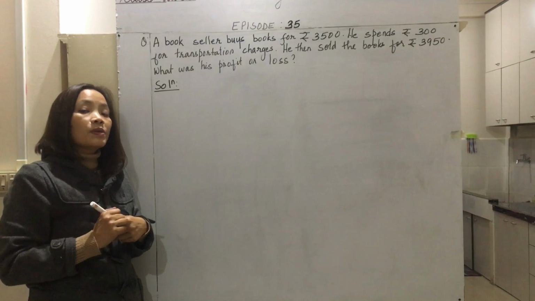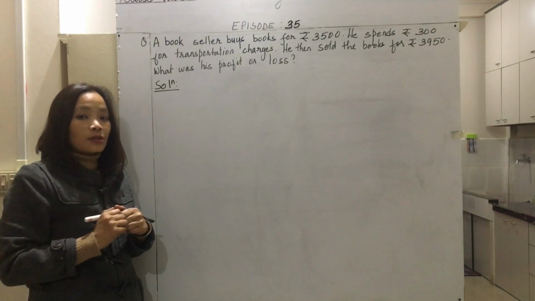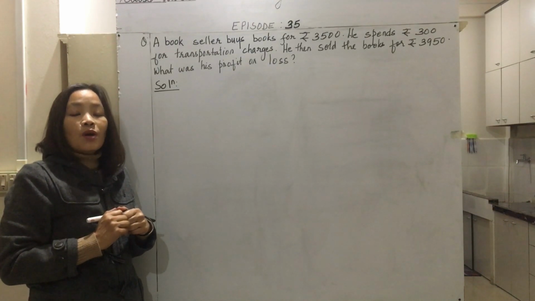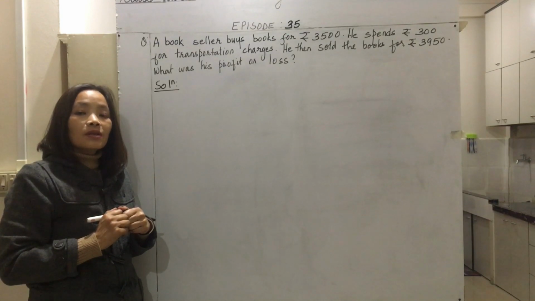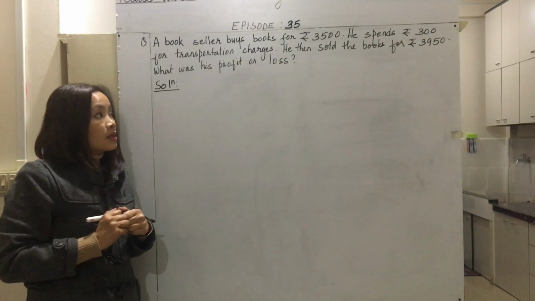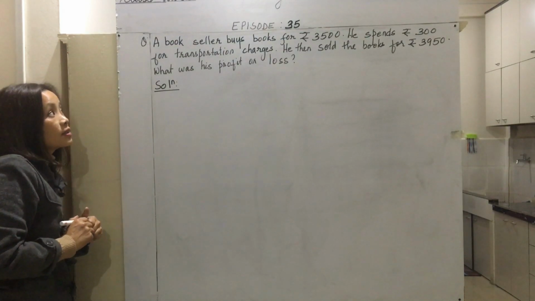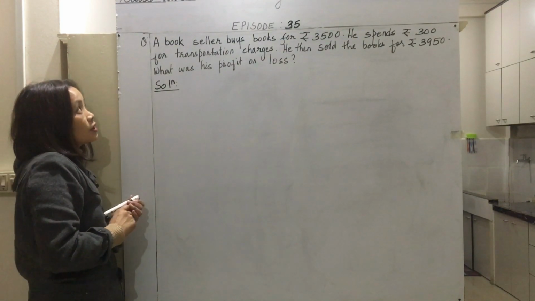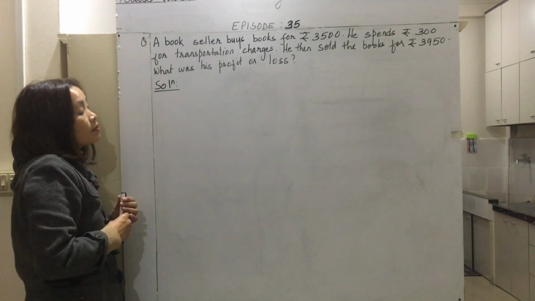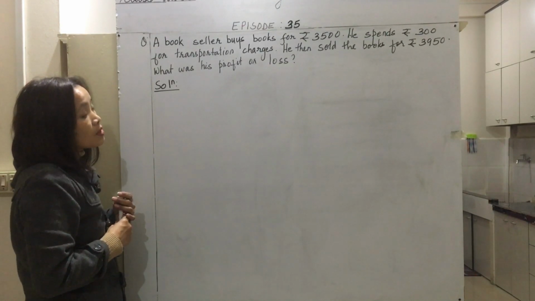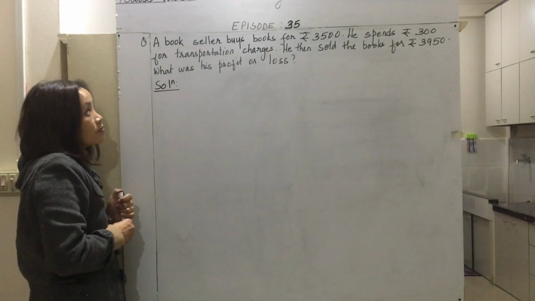Today again we will be continuing with profit and loss. I hope you can do your homework, your assignment by yourself. Now we will be dealing with what problem again. Let us read the question. A bookseller buys books for rupees 3,500.